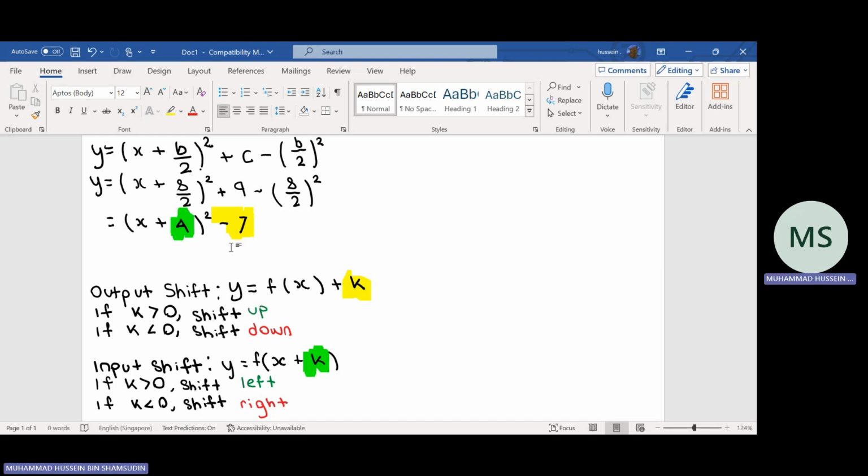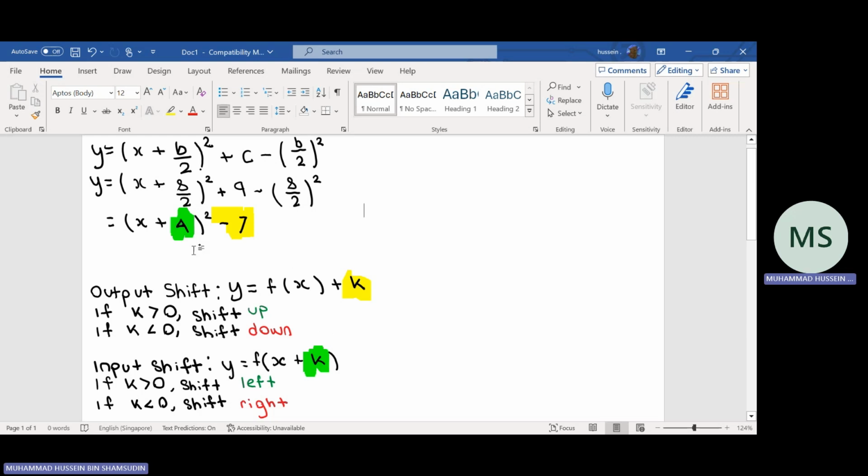For output shift, if k is bigger than 0, the graph would shift upwards. And if k is lesser than 0, the graph would shift downwards. In this case, k is negative 7 and would thus shift downwards by 7 units.